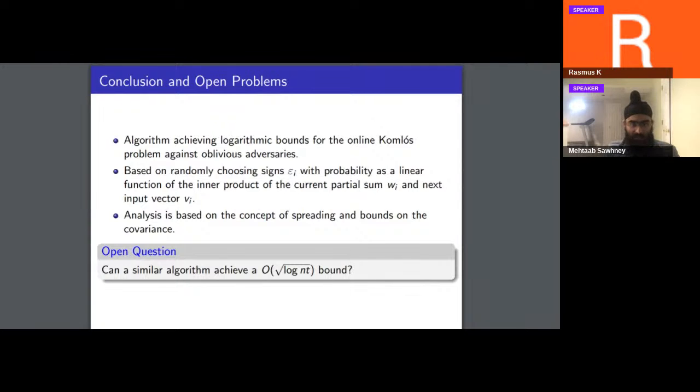And I think one very natural open question, the main open question left by this work, is can you achieve Banaszczyk's result in an online manner? There's no lower bound that would contradict this, so this is the limit of what one can hope to do in the online setting. So is there a similar algorithm that gets a square root of log NT bound? I suspect there is, but I really don't know how to prove anything of this form.